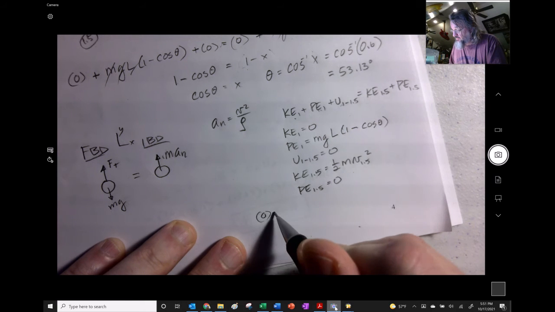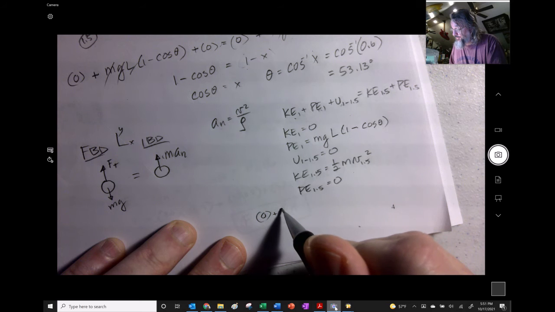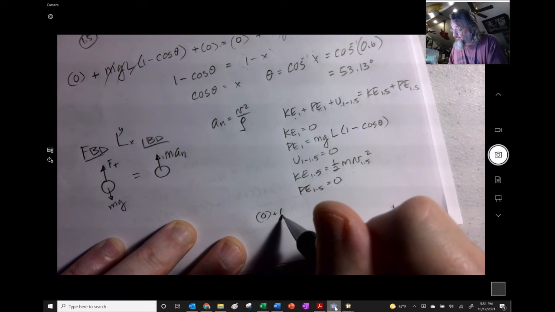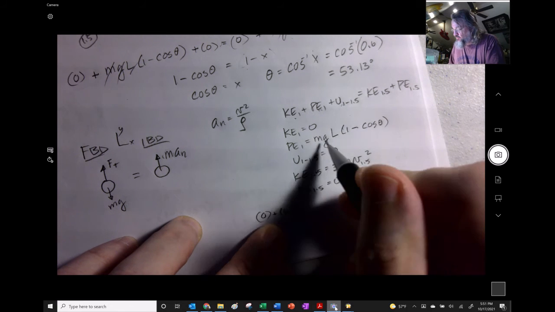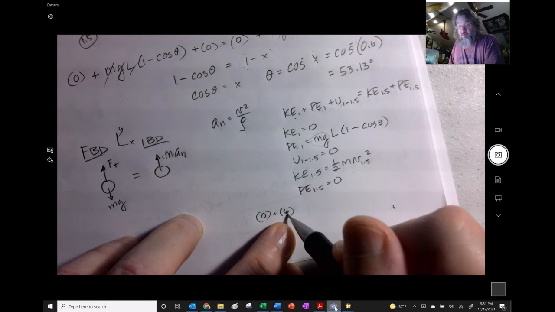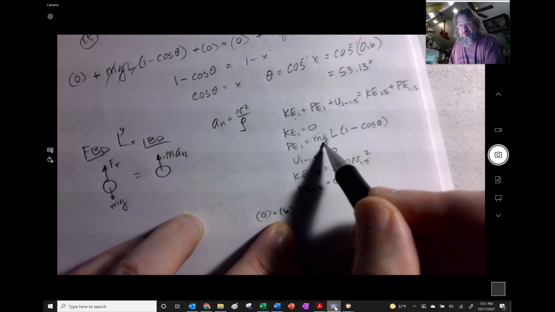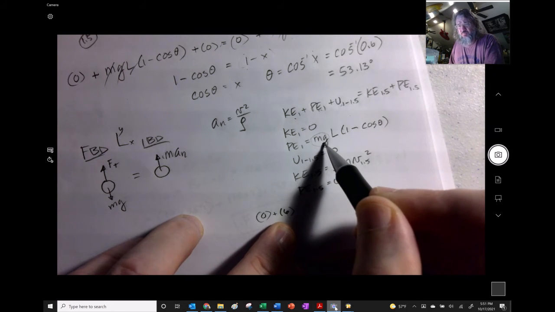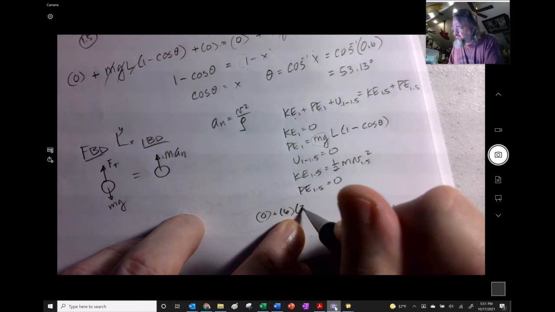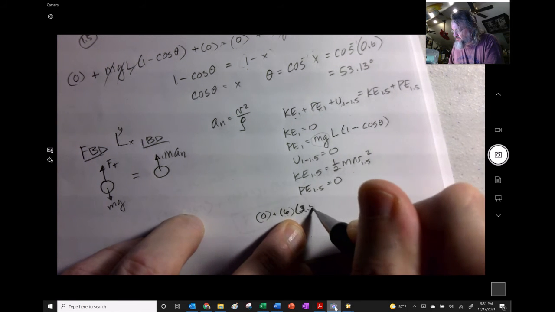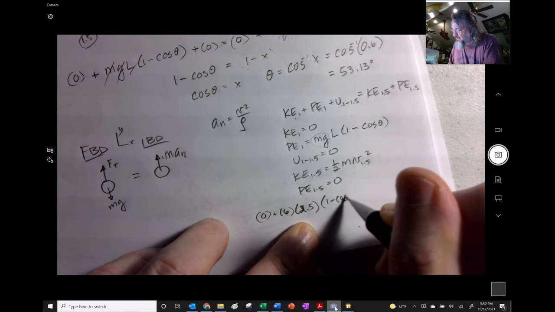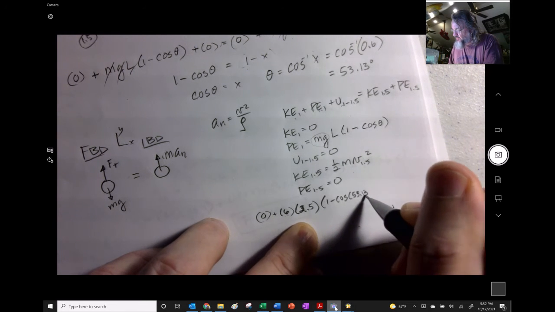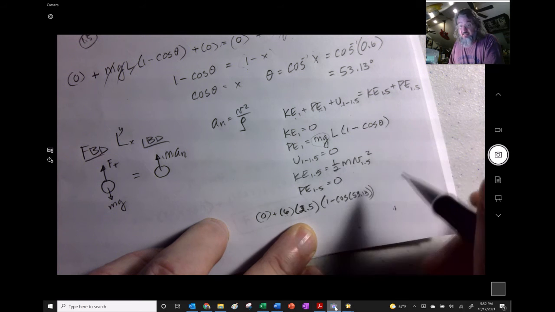So I got 0 plus, and now I go mass, this guy mg, so that mass is, what did I say? Oh, it's going to be 6 pounds. Because it's mg, that's the same thing as saying weight. So I just have to replace this with weight, right? I don't have to turn it into mass by dividing by g and then multiply it by g, right? And now the L is 2.5 feet. And 1 minus the cosine of 53.13, which is going to be 0.6 right here.